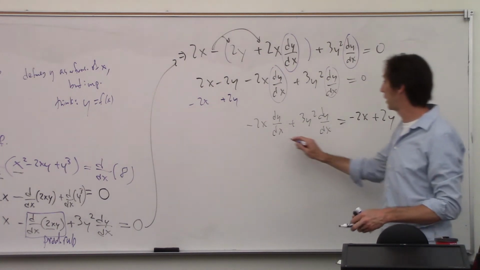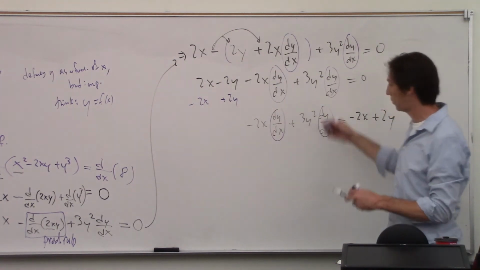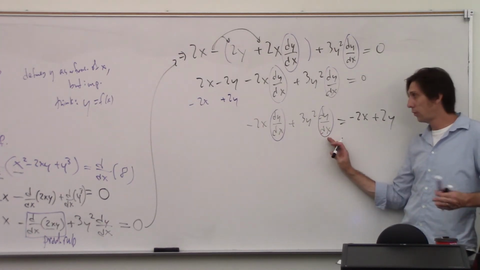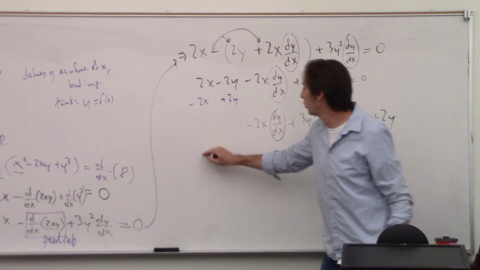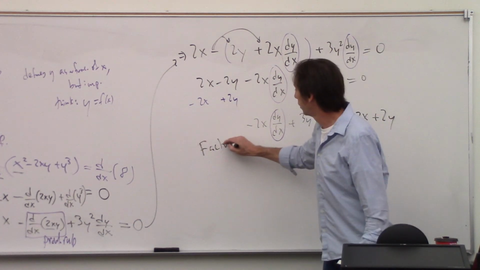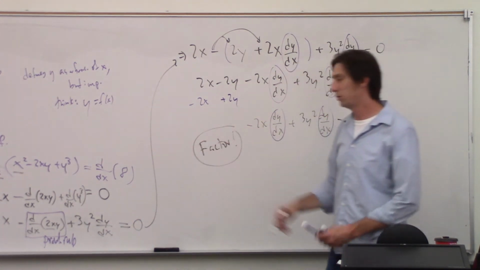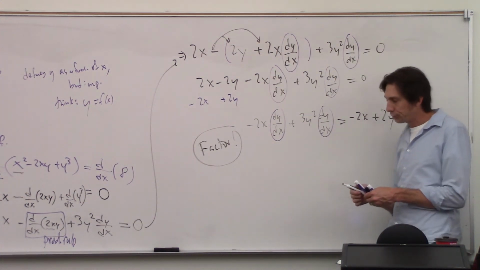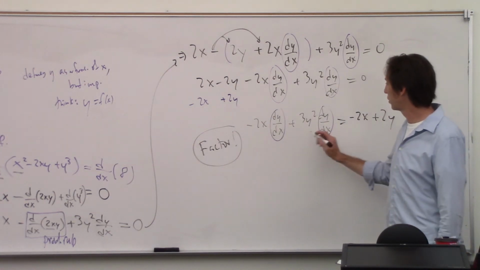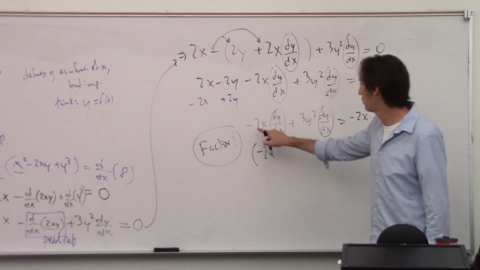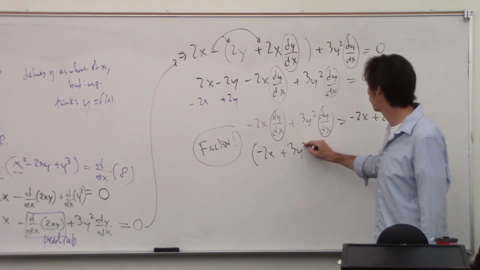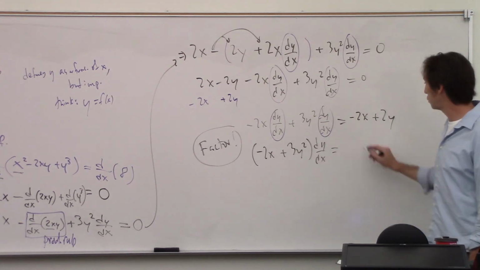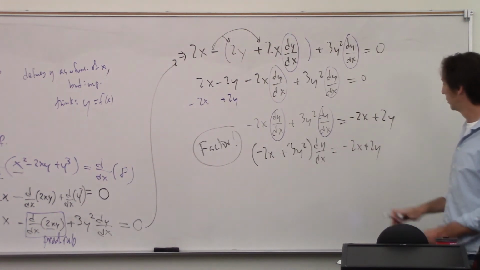Now, on the left-hand side, I still see what I'm trying to solve for. And in particular, I see that dy/dx is in common to both of these terms. So, here we factor. This is typical of this kind of problem. You're typically going to factor at the end in order to get dy/dx by itself. When you factor it out, what's left? Well, the coefficients, negative 2x plus 3y squared. And here's dy/dx, we factored it out. This equals negative 2x plus 2y.